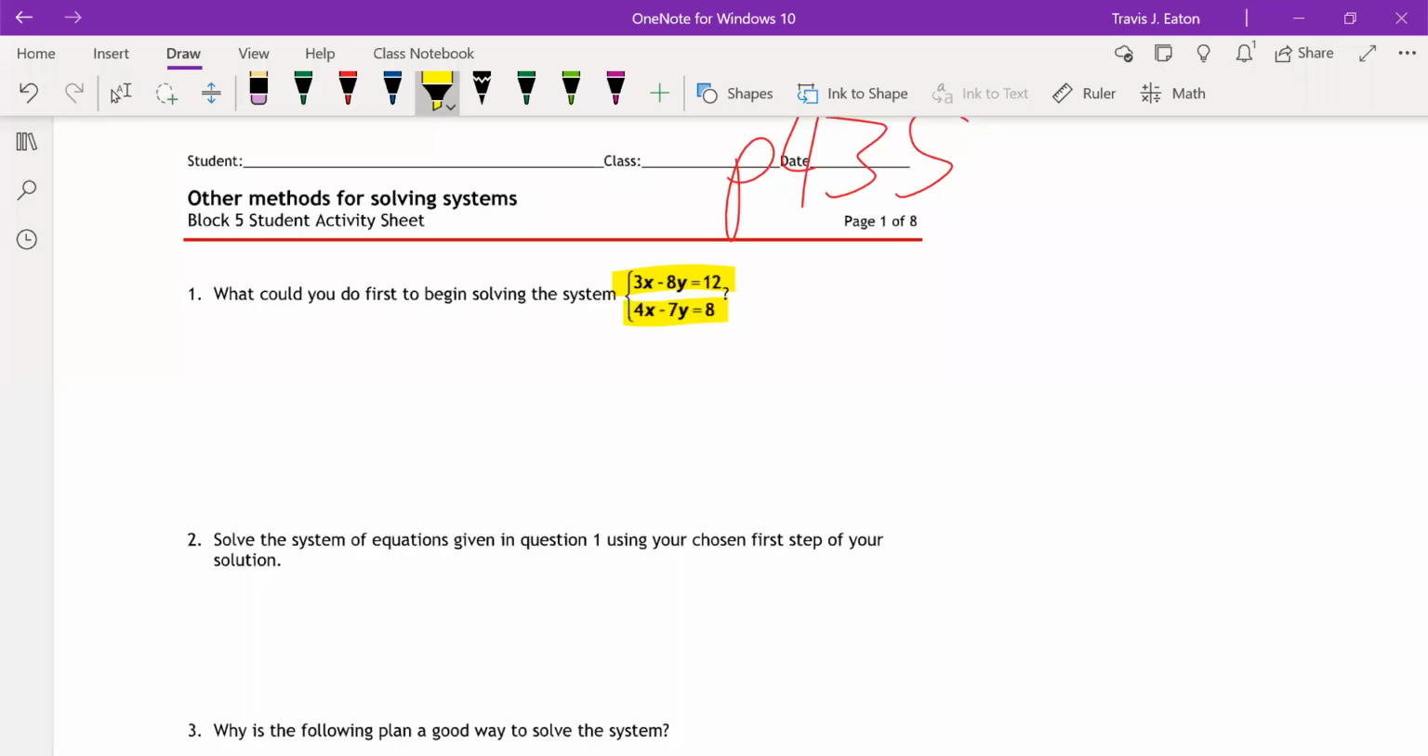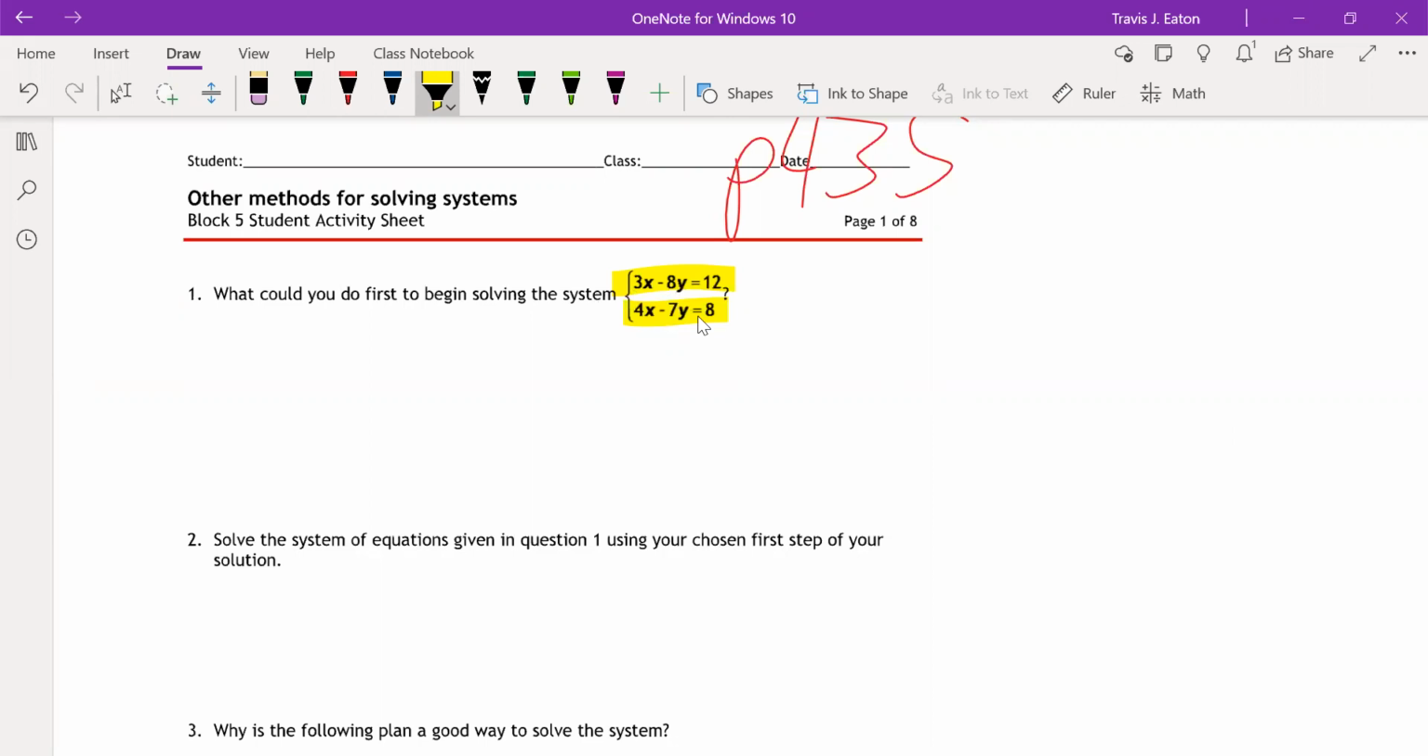All right, so we are on page 435 in your math book on solving systems of equations using other methods like substitution and linear combination or elimination method. So what could we do first to begin to solve this equation right here? I've got 3x minus 8y equals 12 and 4x minus 7y equals 8.